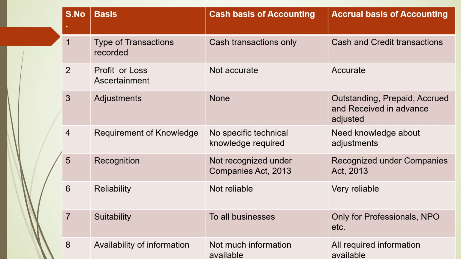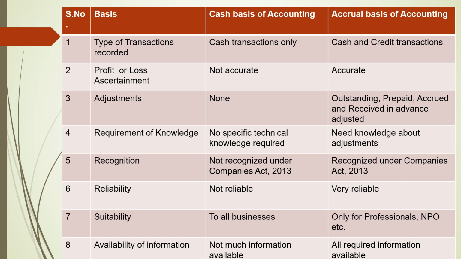Now let us see whether both the bases are acceptable. The recognition under the Companies Act. Cash base of accounting is not recognized in the Companies Act. Companies Act states that books have to be maintained under accrual basis of accounting. So cash base of accounting is not recognized.